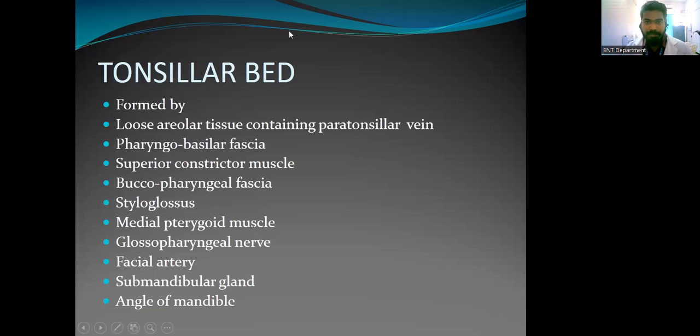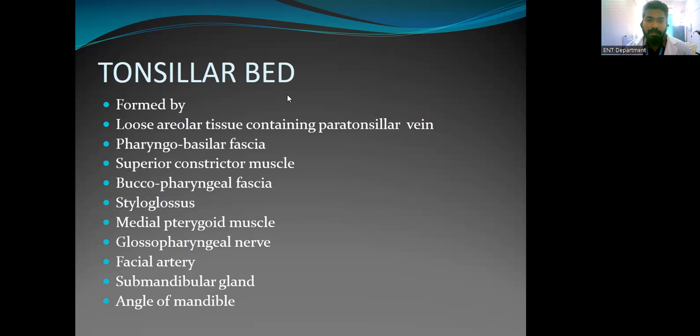Now the tonsillar bed, which is formed by certain structures. This is very important because, like I said, between the tonsil and the tonsillar bed you have a space filled by loose areolar tissue where there is pus collection, which leads to quinsy. The tonsillar bed has to be taken care of when you're doing surgery. These are all vital structures present in the tonsillar bed, so you have to be really careful when doing a tonsillectomy.